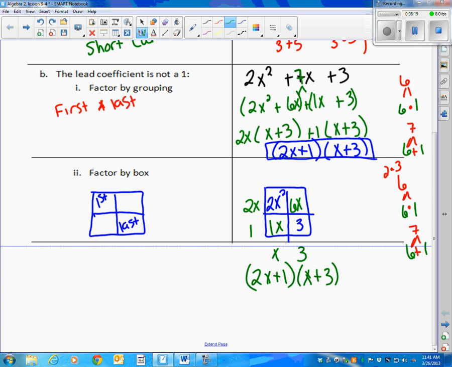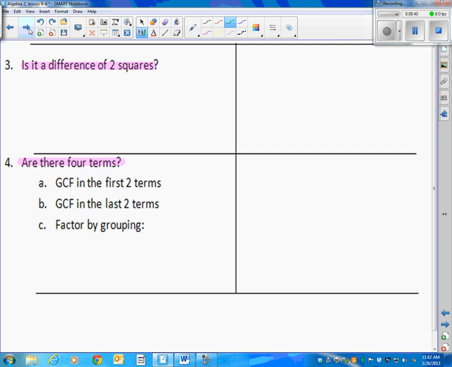Right, the box method works almost every time. The only time you have to be careful is when you're determining your middle terms, if they are both negative, then you need to make sure they're both negative in your answer. All right, so those are our methods if you have a trinomial. Let's look now if you don't have a trinomial.